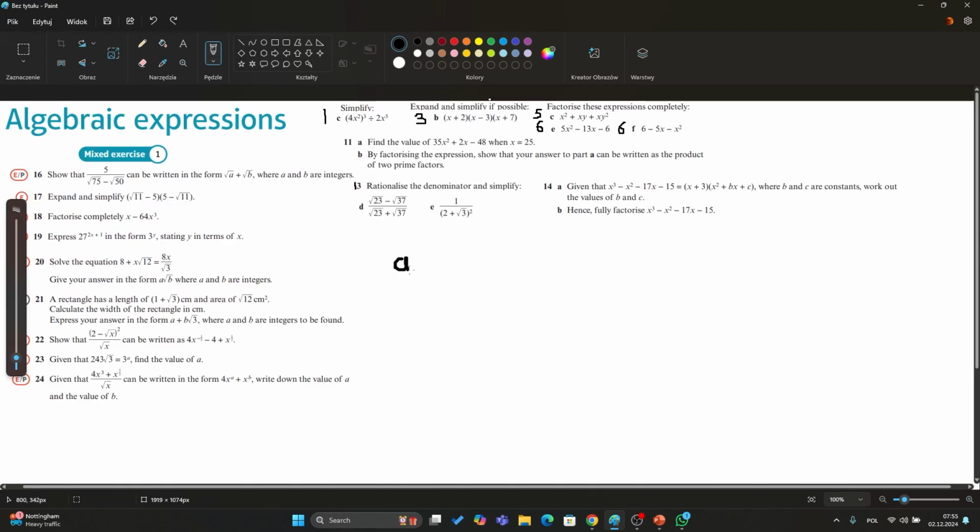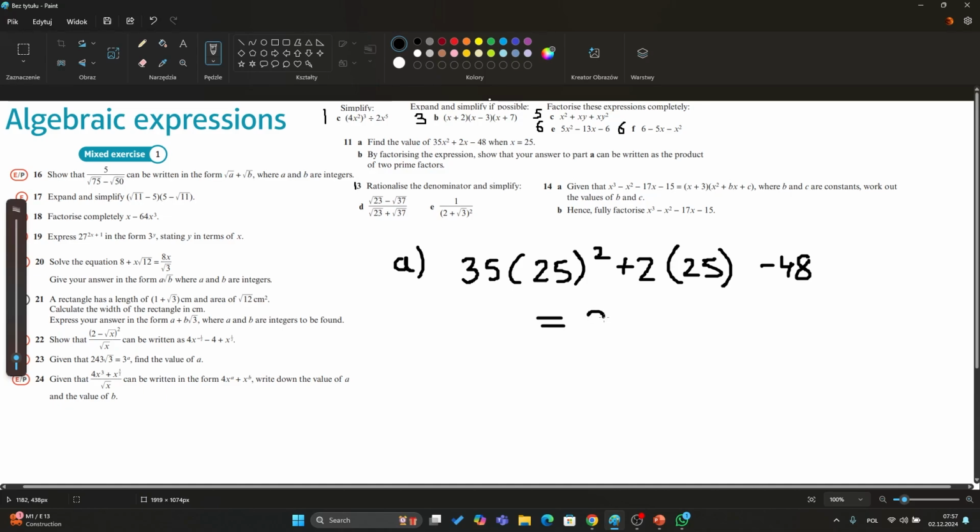Now question 11a. Find the value of 35x squared plus 2x minus 48 when x equals 25. So what we do is we plug in the 25, and this gives us 21,877. And now for part B, it says by factorizing the expression, show that your answer to part A can be written as the product of two prime factors. So we have to factorize the expression.